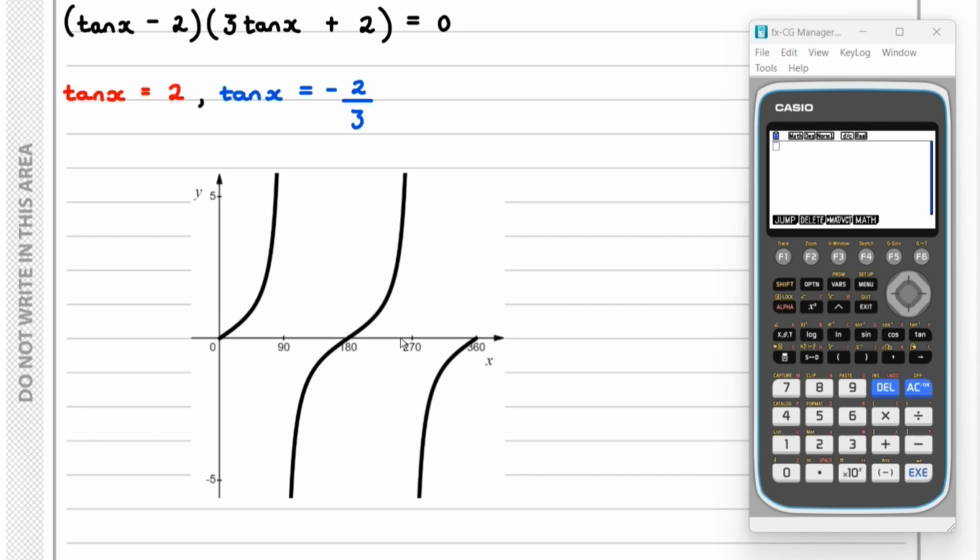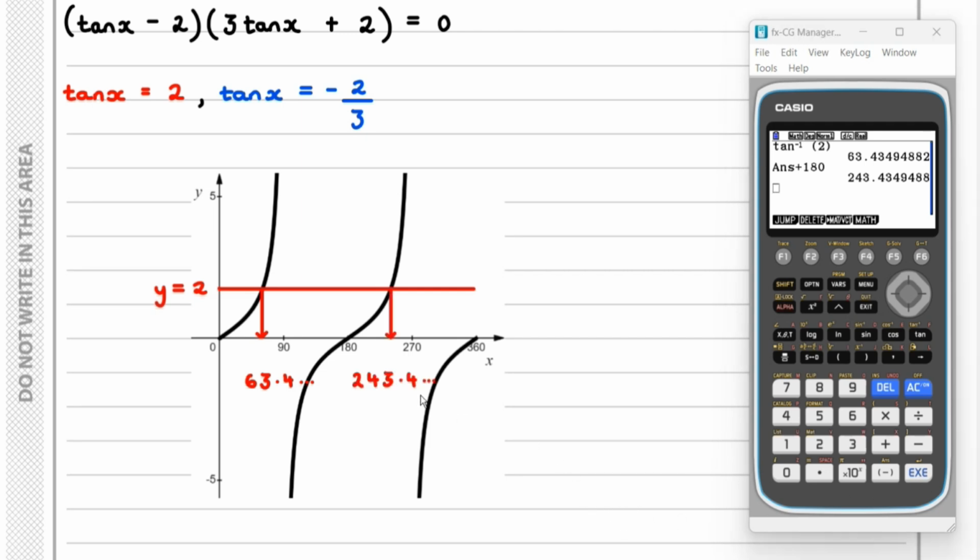Here is the graph of y equals tan x. We've got the line y equals 2. We've got our first solution, which we can find by doing the inverse tangent of 2. That gets us 63.4, etc. To find the next value, we add on 180 to this, leaving us with 243.4, etc.